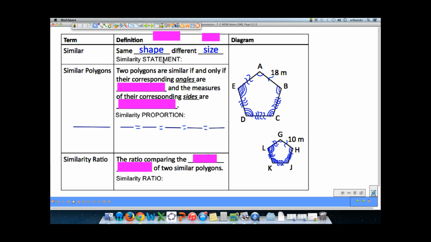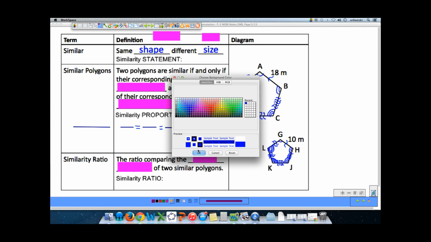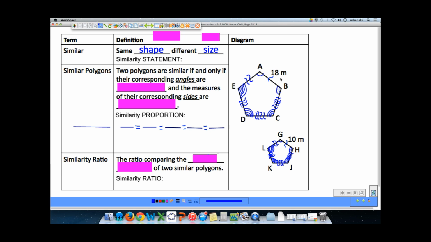A similarity statement is something you need to know how to do by just matching up the parts that go together. I've already marked these, showing that this side goes with this side. Notice I didn't use the congruent marks that we used in the past because they're not exactly congruent. This side is shorter, this side is bigger. So I use matching similarity marks. This symbol goes with this symbol. So AB is similar to GH.